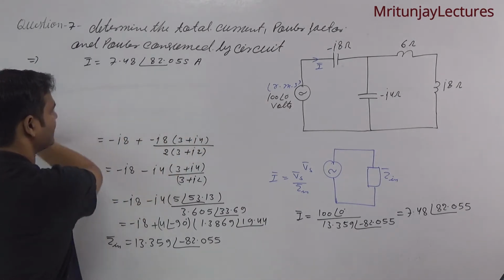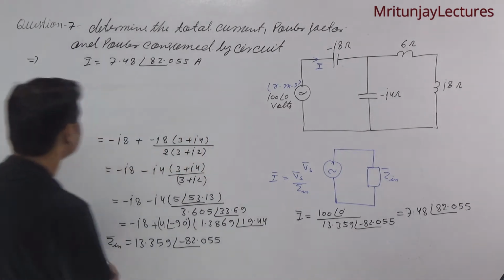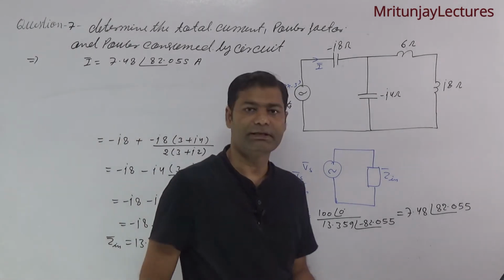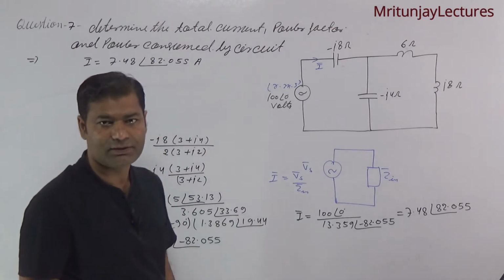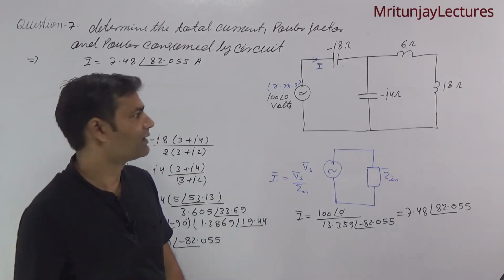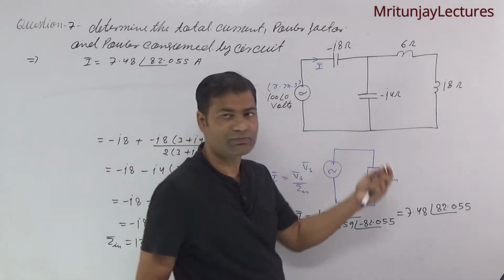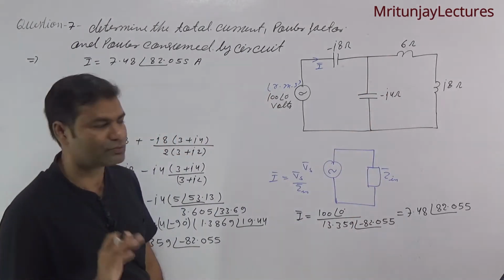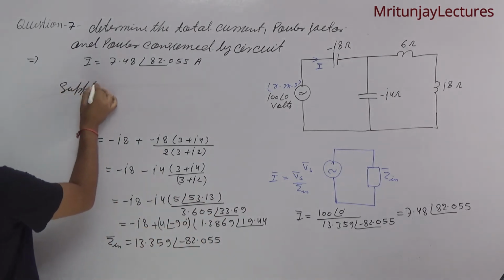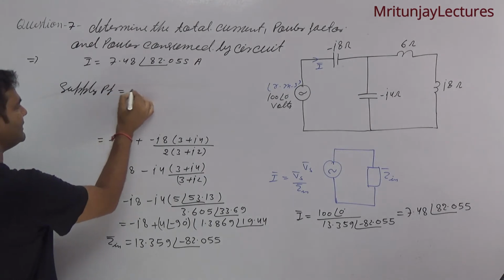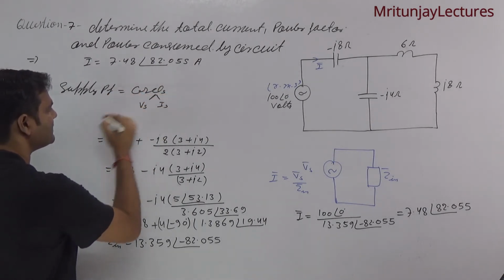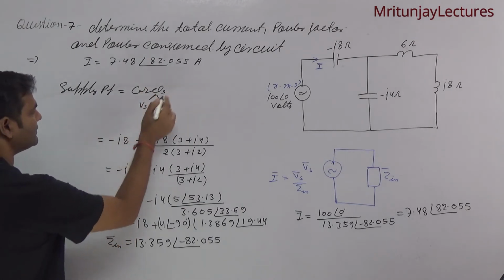Now next one, power factor. I know that power factor is defined by the angle between voltage and current. Here it is not given which one it corresponds to, supply power factor or this one or this one, whatever. So we consider the supply power factor, written here as supply power factor, that is cos phi s. Cos phi s is the angle between Vs and Is, the input current and voltage.